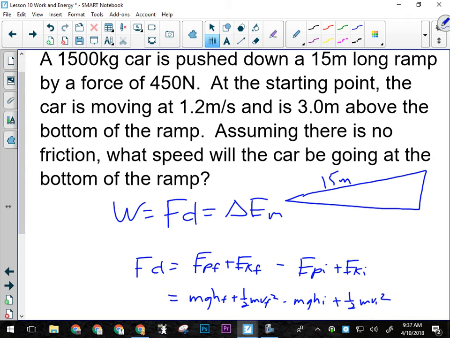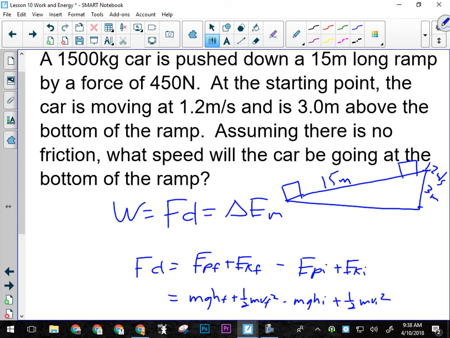It says that at the starting point, the car is moving at 1.2 meters per second. So that's up here. It's moving at 1.2 meters per second, and this side here is 3 meters higher than down here, which is the final position of the car. Assuming there's no friction, so we're not losing any energy to non-conservative forces, what would the speed of the car be at the bottom of the ramp? We know it's starting at 1.2 meters per second, 3 meters higher than it is down here. What we have to do is figure out how fast it is going at this point.